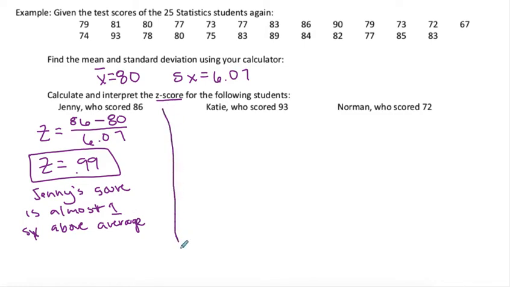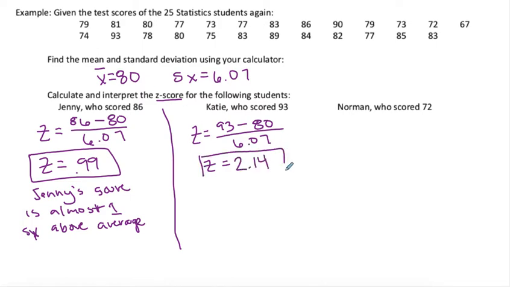So as we look at Jenny's score, she did better than average, but she's about 1 standard deviation above average. Katie scored a 93, so let's see what her standardized score is. So I'll take 93 minus 80, still going to get a positive numerator because she did better than average, and then divide by that standard deviation. So Katie's score here, when I put it in my calculator, 13 divided by 6.07, I get 2.14 as my z-score.